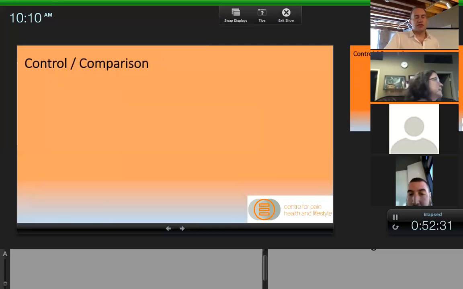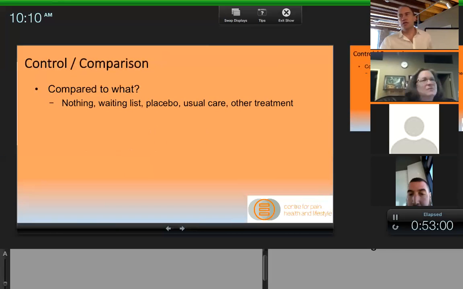Control or comparison, and this is really important. When we're talking about treatment effectiveness, we're always talking about relative effectiveness. Okay, there's no such thing as treatment effectiveness on its own. It's always compared to something. That something might be nothing, but it's still compared to something. The reason we need to define our control or comparison is to answer this question: as compared to what? So when we're talking about treatment effectiveness, what are we comparing it to? We could think about nothing, a waiting list, a placebo, usual care, other treatment, etc.